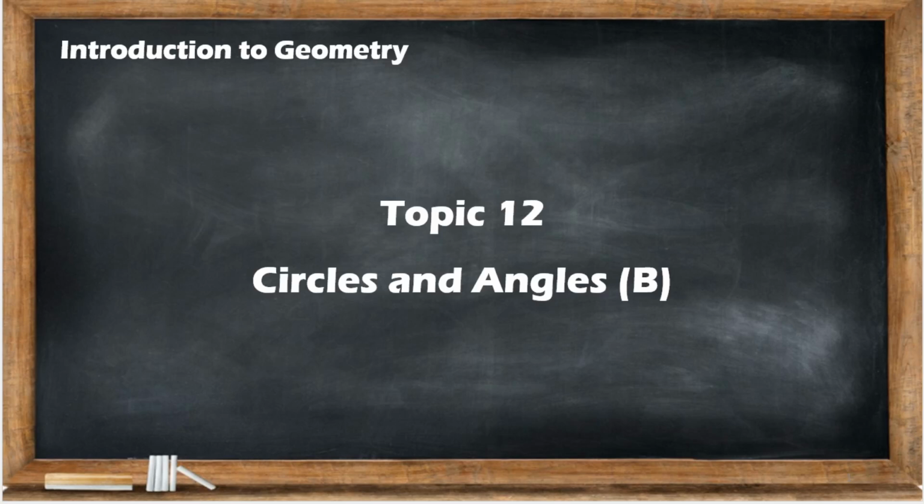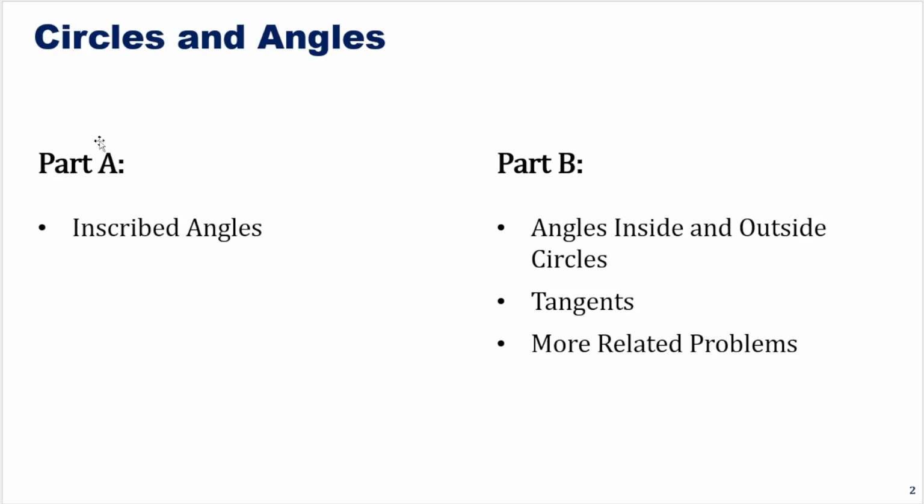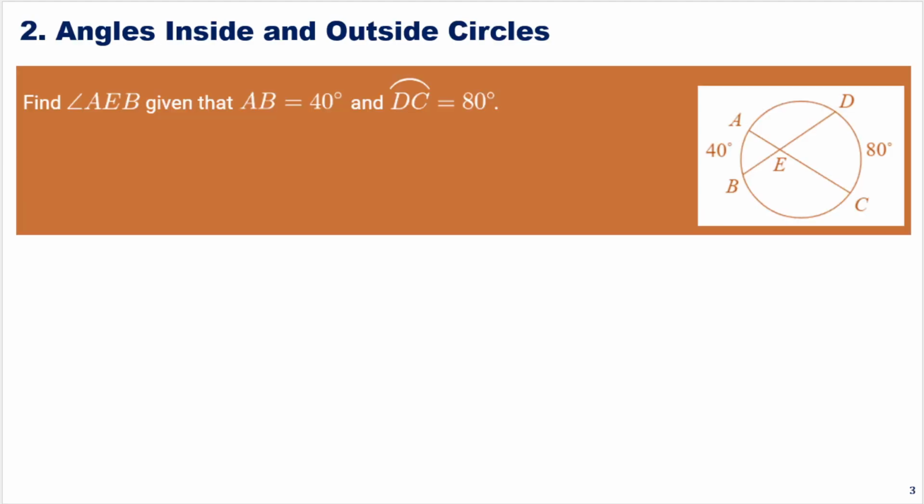All right, now let's have a look at part B of topic 12. In the second part of topic 12, we'll have a look at the concept of angles inside and outside circles, and then tangents, and we'll tackle some more related problems. Okay, first let's have a look at an introductory example.